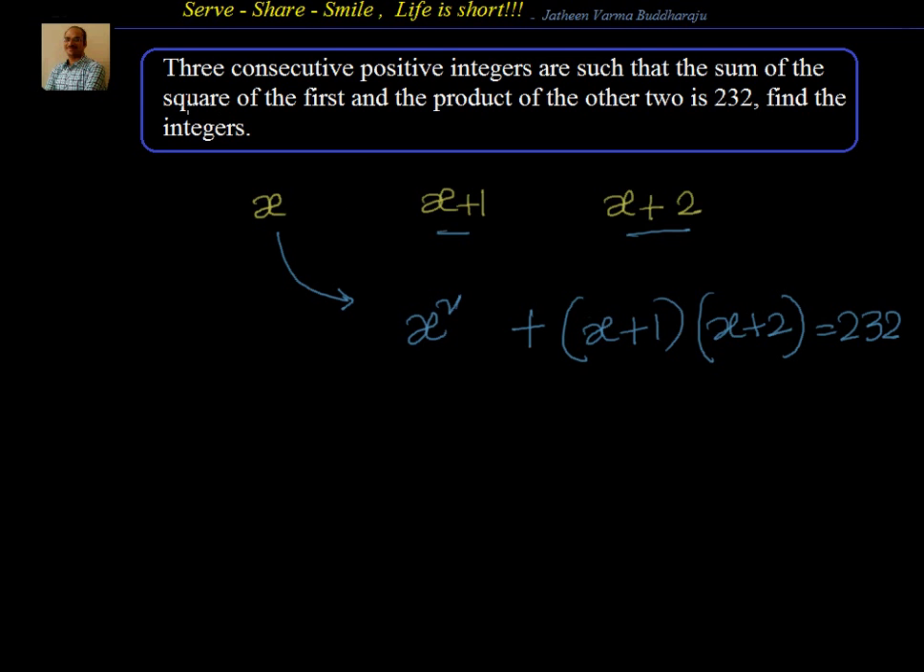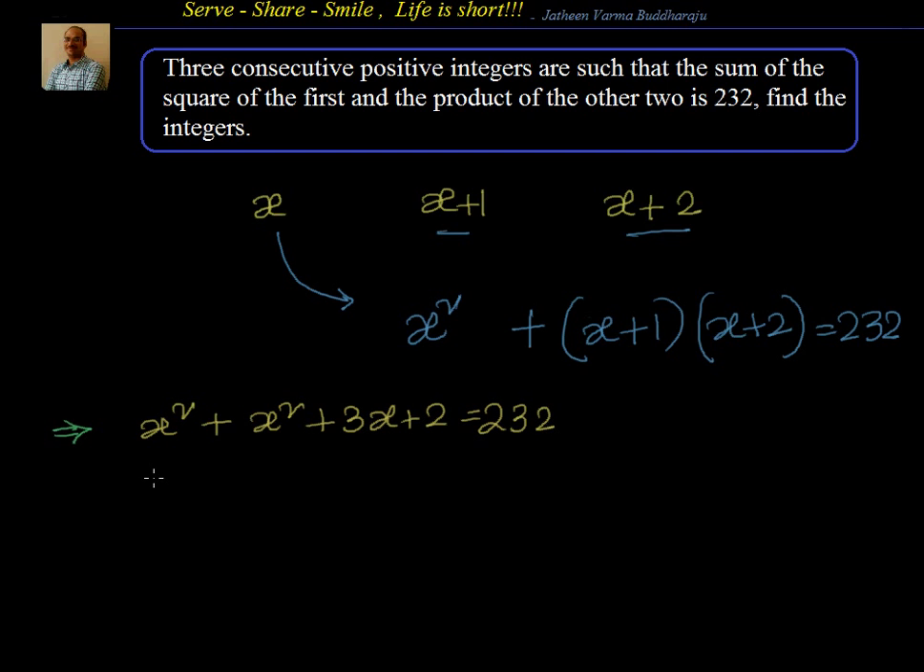So let me repeat this again. Three consecutive positive integers are x, x plus 1, x plus 2. The sum of the square of the first, that means x square, and the product of the other two, that is x plus 1 into x plus 2, you sum it up, is equal to 232. Now we have to just simplify this and apply the quadratic formula. So simple it is. Now x square is x square only. What is x plus 1 into x plus 2? We will have x square plus 3x plus 2 equal to 232.